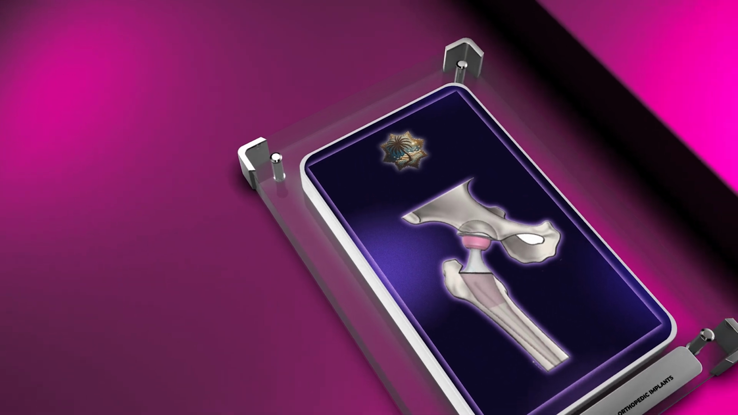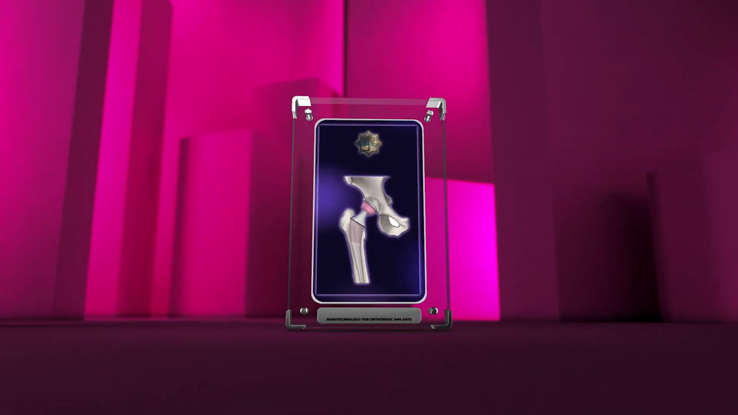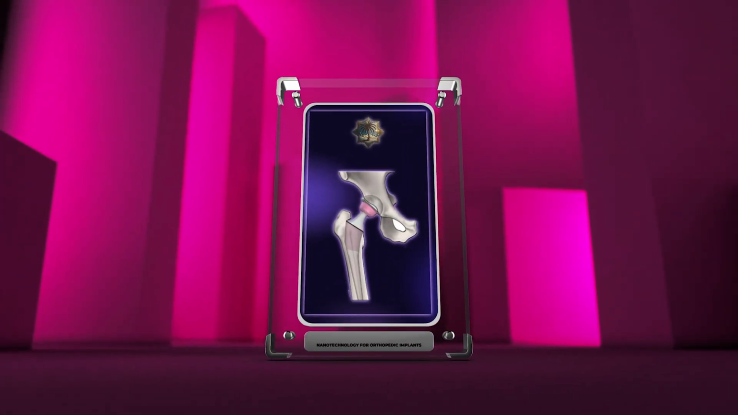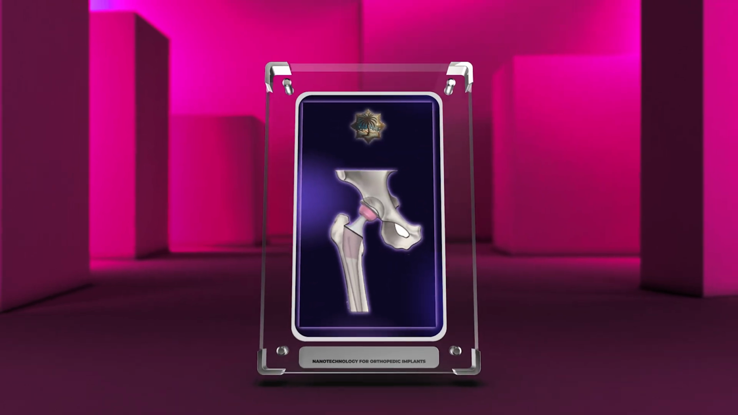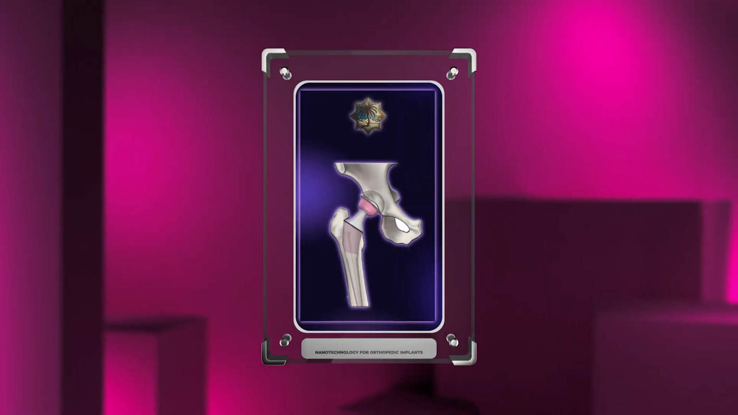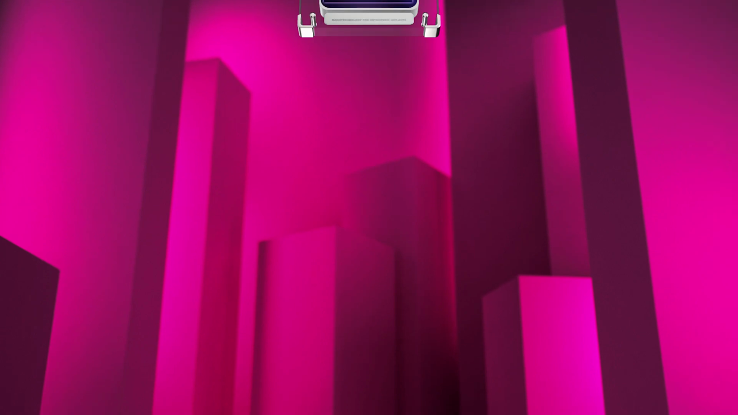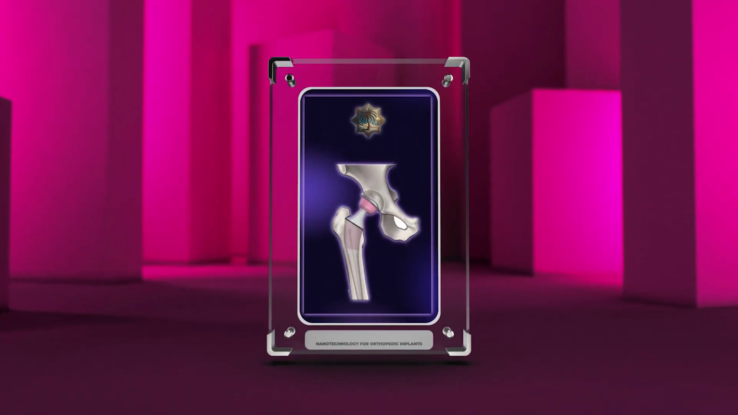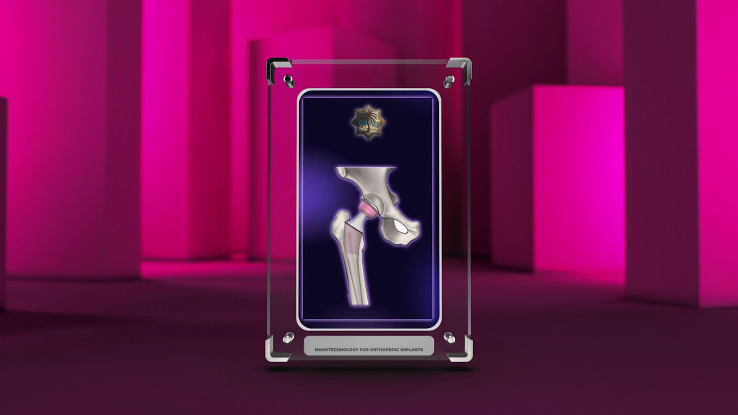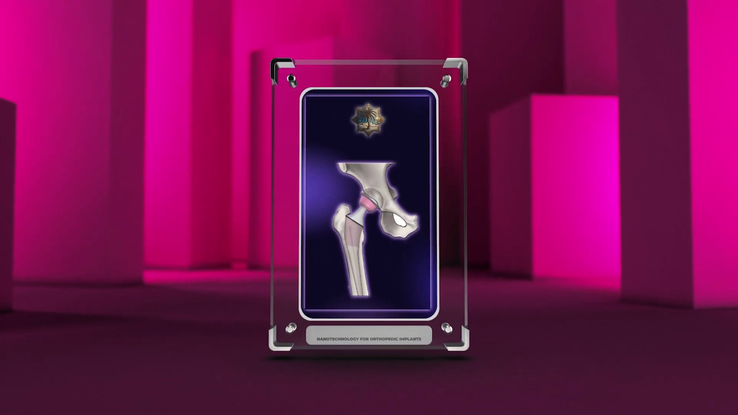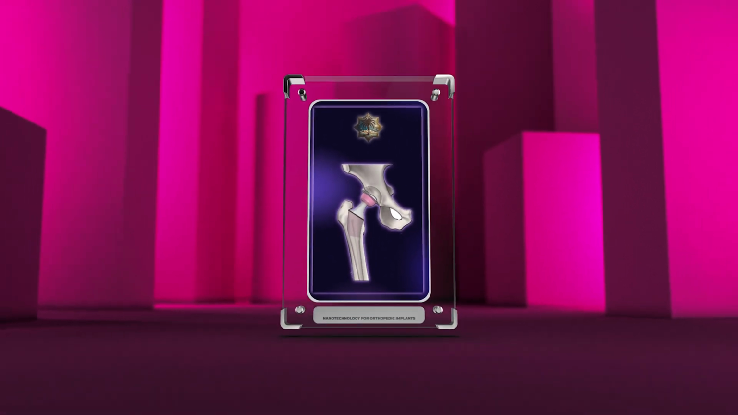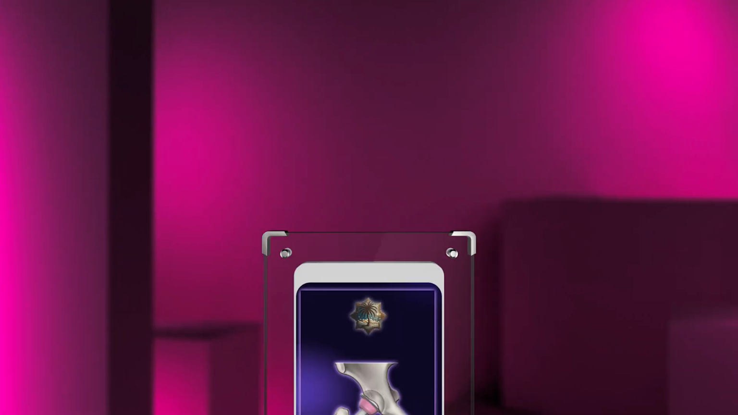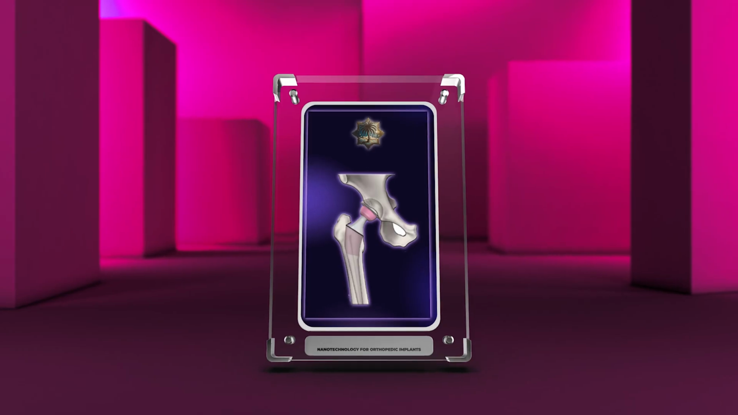Today, we will be exploring the fascinating field of nanotechnology and its applications in orthopedic implants. Nanotechnology is a rapidly evolving scientific discipline that involves manipulating materials at the nanoscale, which is approximately 1 to 100 nanometers in size. This field has shown immense potential in revolutionizing the medical industry, particularly in the development of advanced biomaterials, nanoscale surface modifications, and nanotechnology-based drug delivery systems.